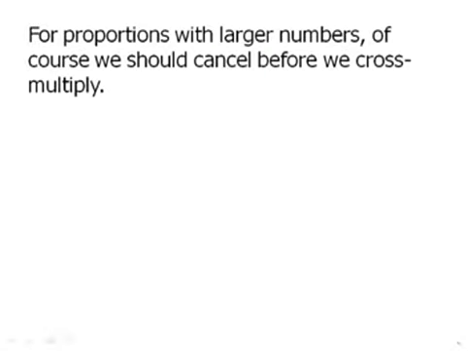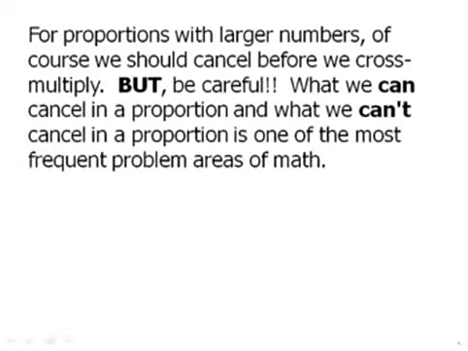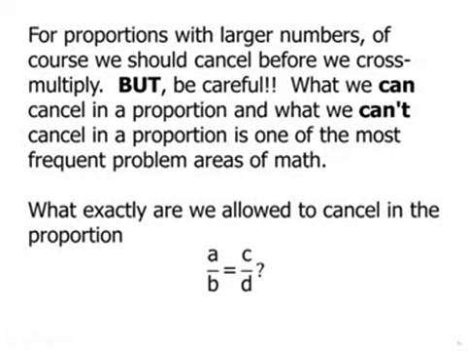For proportions with larger numbers, of course, we should cancel before we cross multiply. But be careful. What we can cancel in a proportion and what we can't cancel in a proportion is one of the most frequent problem areas of mathematics. So we're going to be very clear about this. What exactly are we allowed to cancel in the proportion A over B equals C over D?